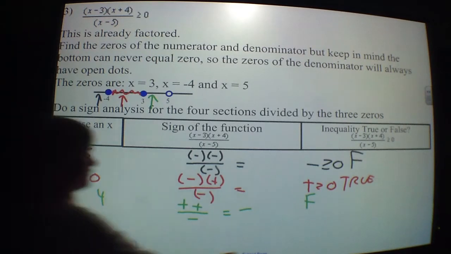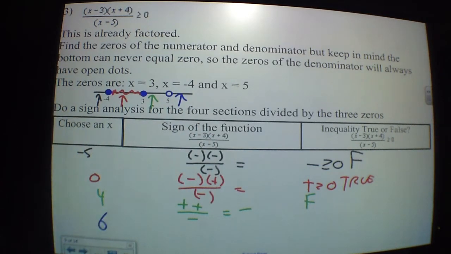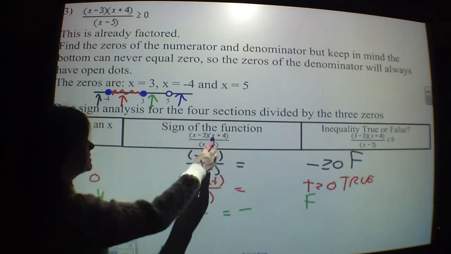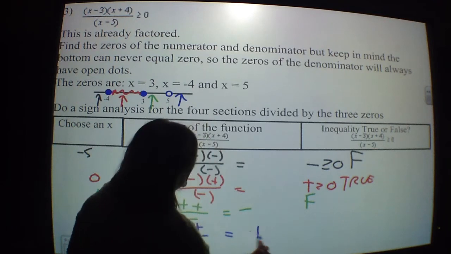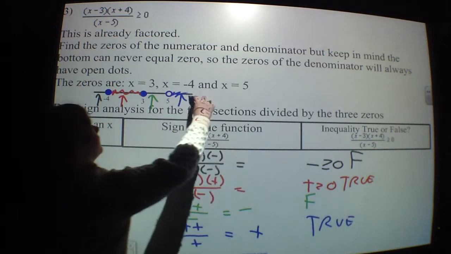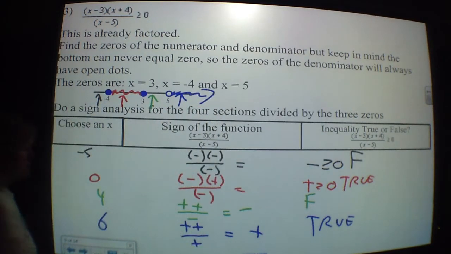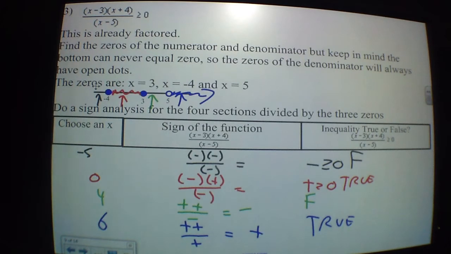And something greater than 5. Let's say 6. When you plug in 6, you have a positive times a positive divided by a positive, which is a positive, which is true. So that is what the graph looks like.